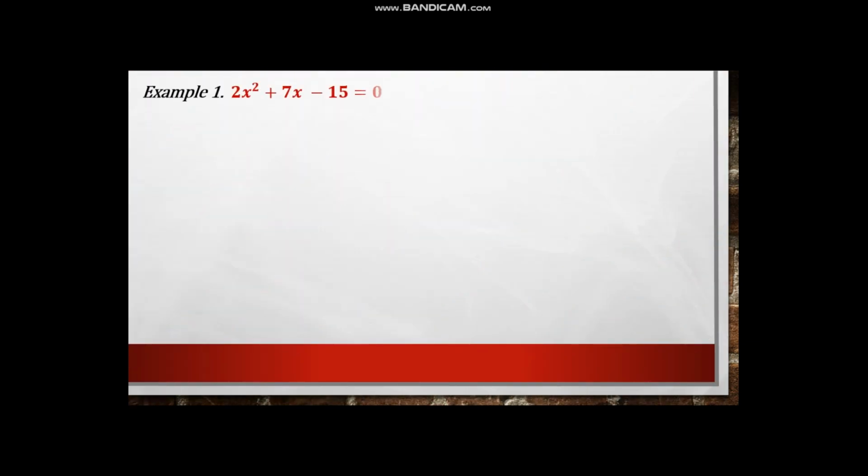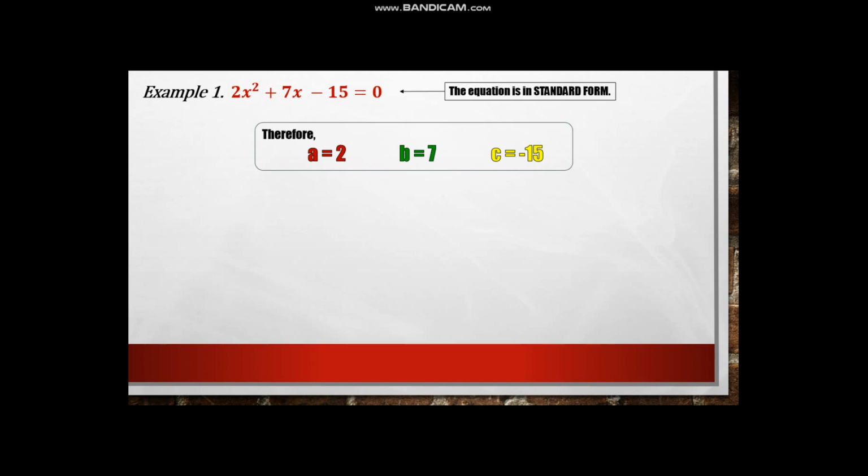Let us have example number 1, 2x squared plus 7x minus 15 equals 0. Then it is very clear and obvious that it is already written in standard form, giving us a quadratic term, a linear term, followed by the constant term. So what's next is we will determine the value of a, b, and c. So how are you going to do that? The value of a is 2, b is 7, and c is negative 15.